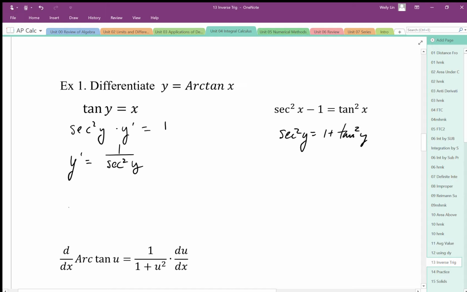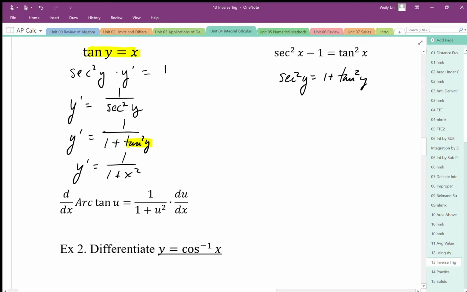So I'm going to replace that with 1 plus tan squared y, and we've defined tan y up here as x, so we're going to replace that tan y with x, and we end up with the expression that we want in terms of x. So we end up with 1 over 1 plus x squared.